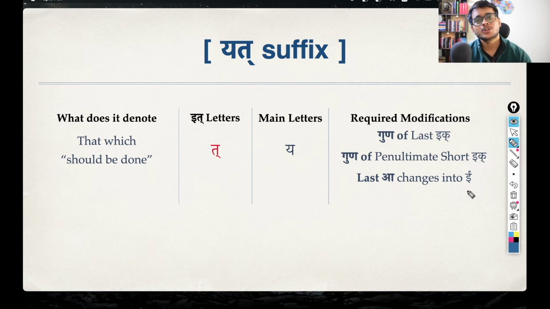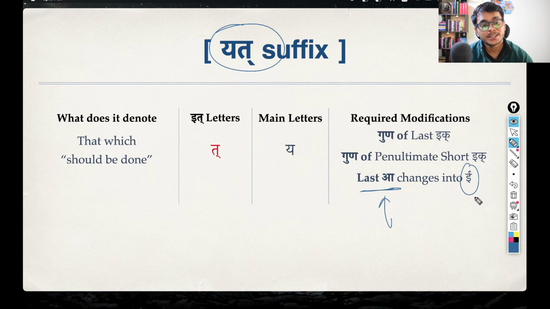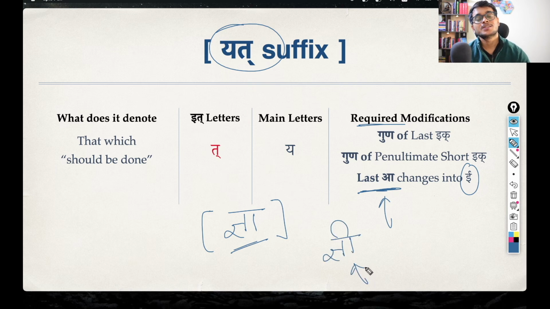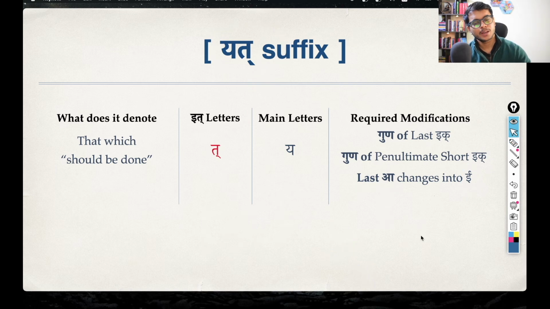And then there is one more thing additional, that for this particular suffix, for this yat suffix, the last dirgha a of the dhatu changes into dirgha e. Okay, and what this means is, suppose this is the dhatu, jnya dhatu, meaning to know, to realize. So this dhatu has last dirgha a. As per the required modifications for this yat suffix, this a will change into dirgha e. So this jnya will change into this jne. Okay, so this is the required modification for this dhatu. Okay, I hope so far so good.